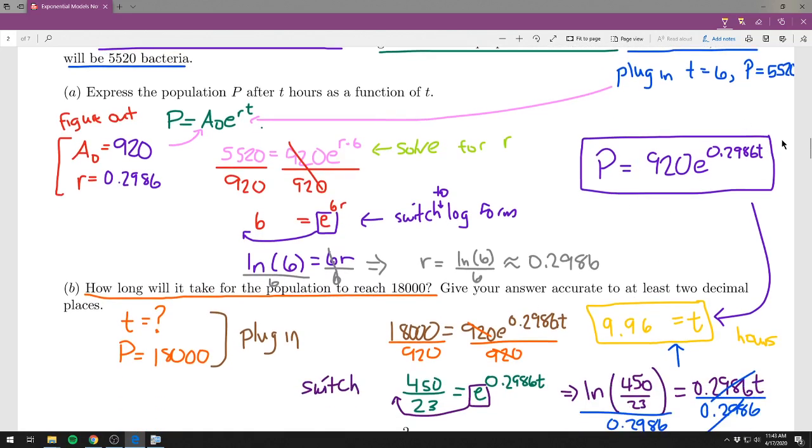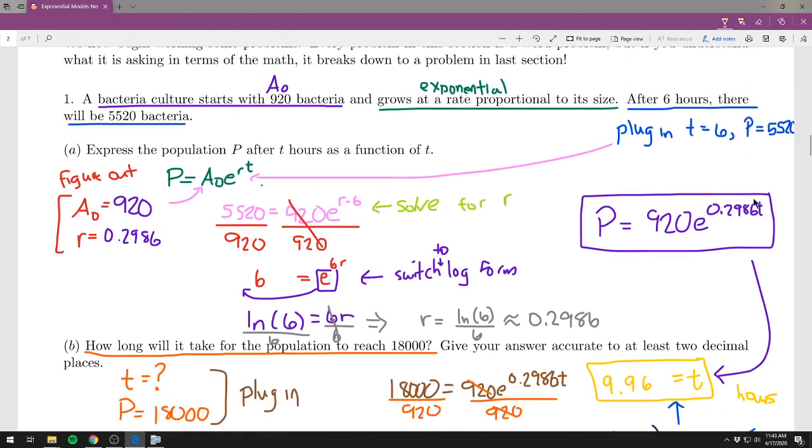If you took this equation and plugged in 120 for t, that would just be 120 hours or 5 days. You might be pretty surprised at what you get for p. Exponential growth, it grows very, very fast.